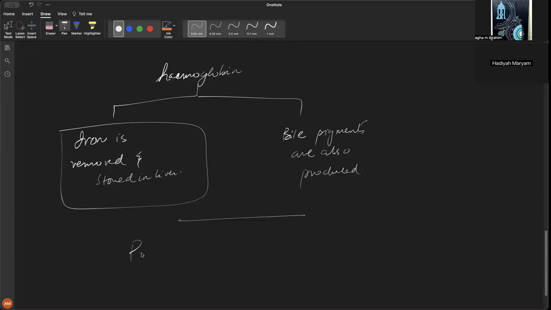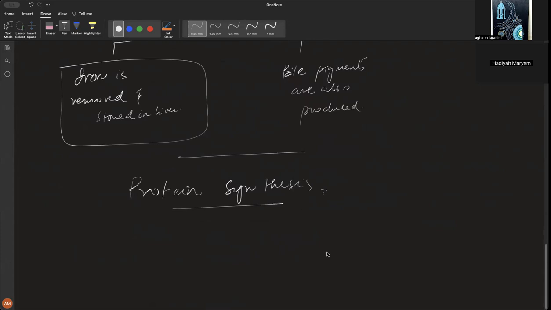The next is protein synthesis. Talk about protein synthesis. The liver is involved in synthesizing some of the proteins found in the blood plasma.